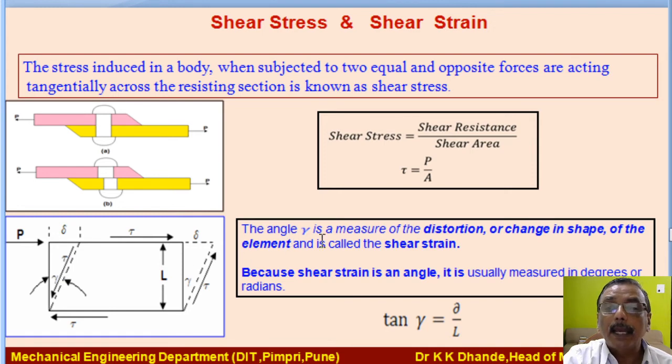So angle gamma is a measure of the distortion or change in shape of the element and is called the shear strain. Because shear strain is an angle, it is measured in degrees or radians. So tan gamma is equal to delta upon L.